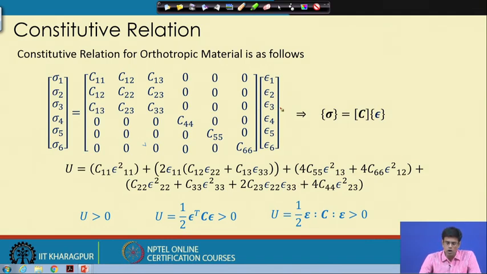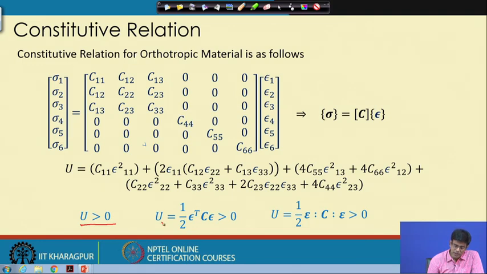In our previous class we discussed that the strain energy function U should be greater than 0. If U is not greater than 0, then it will not produce a physically meaningful deformation, meaningful stress or deformation, whatever you say. So we know the strain energy density should be greater than 0.